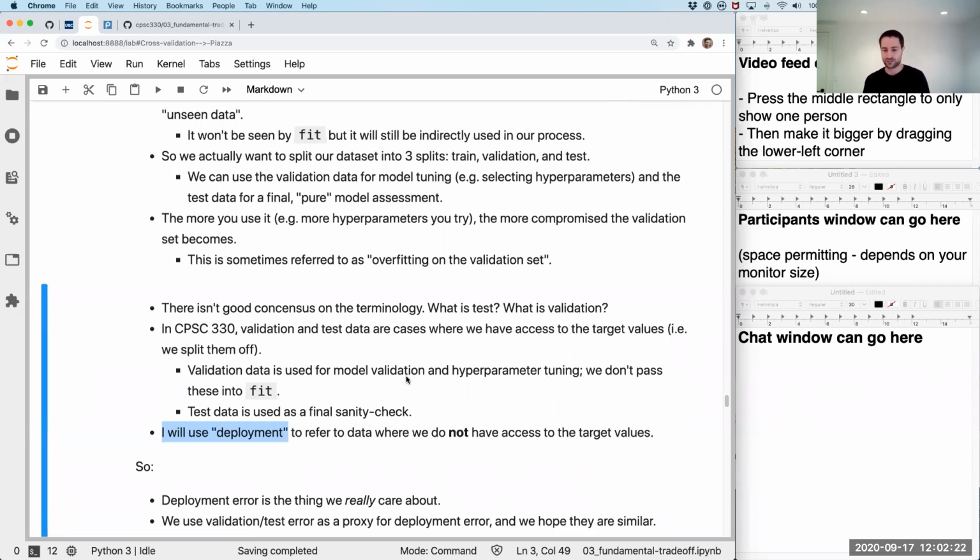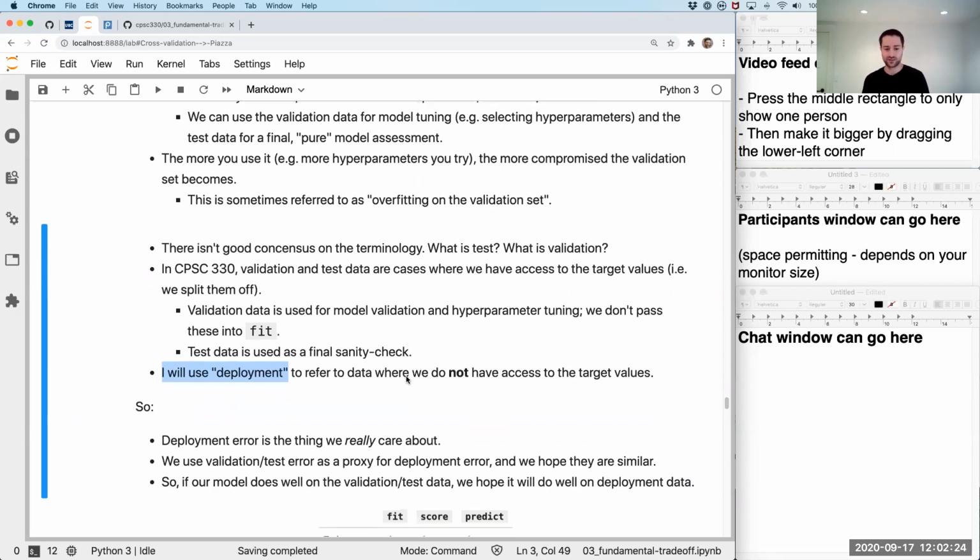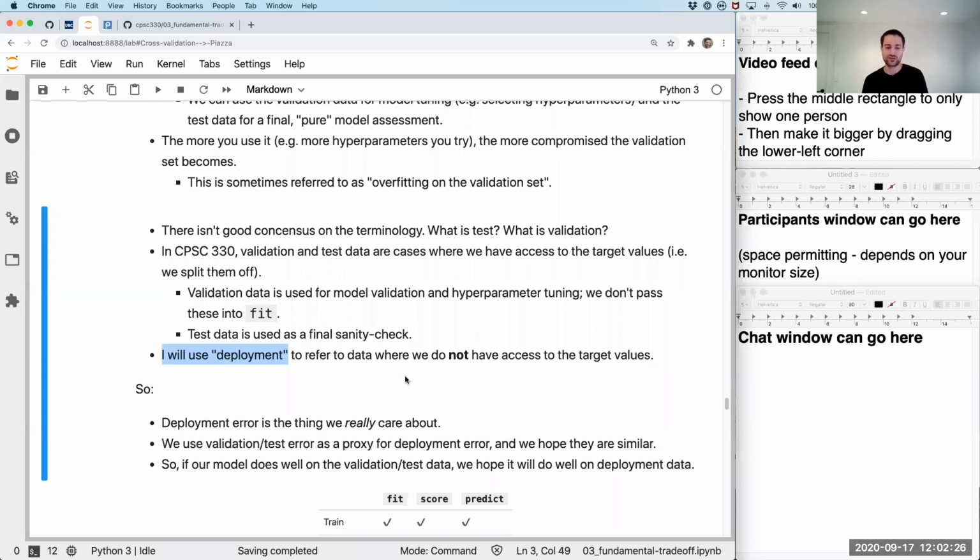Someone's asking how we should split. So we'll talk about that in a minute. But you could use, for example, people use something like 20% for test or something like that. And I'll talk a little bit about how much you use for validation.